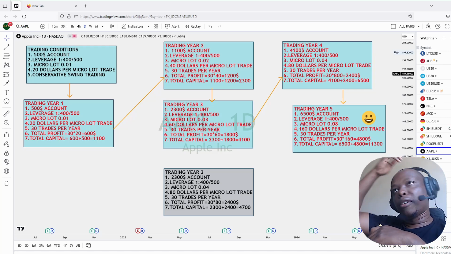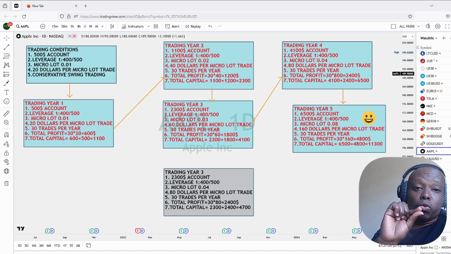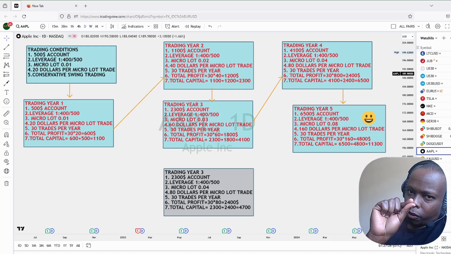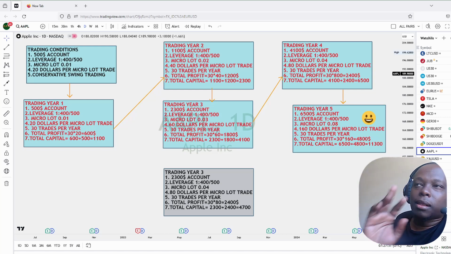So we go to year four. You're starting with 4,100. Same leverage, 1:400. Micro lot now goes to 0.04. Of course, at this point, we'll be targeting $80 per trade because when you are doing 0.01, it's $20. 0.04, which is 4 times, we'll be doing $80. Again, 30 trades per year. Very conservative. You can make more than 30 trades per year, but I'm simply saying let's just do 30 per year, which is approximately 2.5 trades per month.